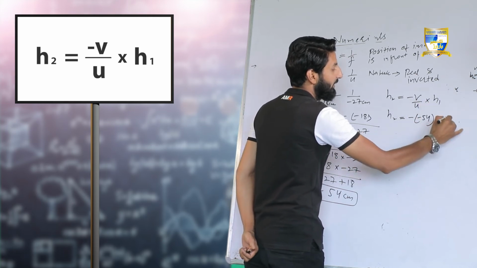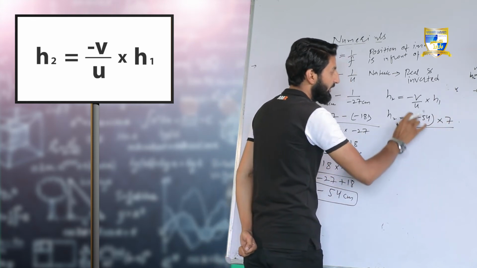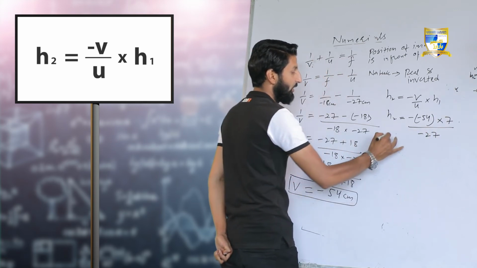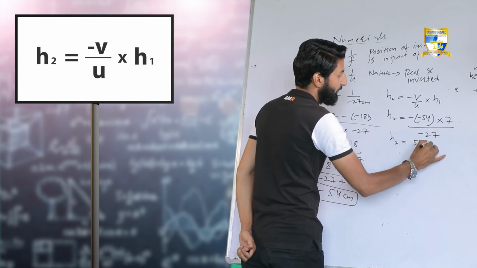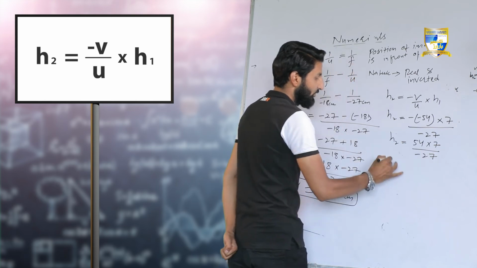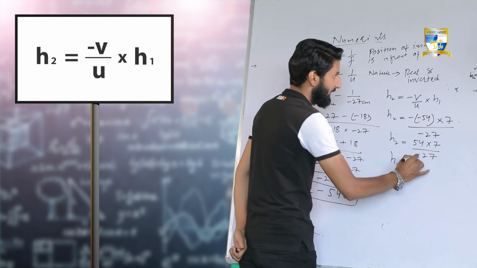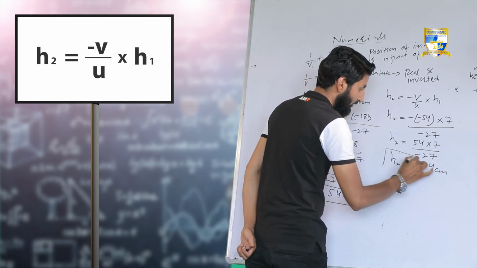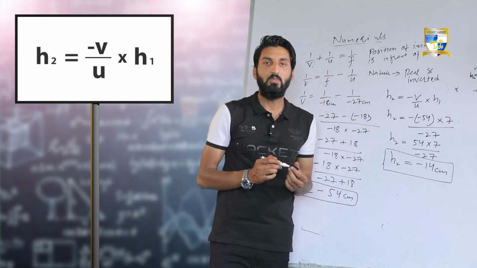H1 is already given, 7 centimeter. Divided by U. U is also given, minus 27. So H2 is equal to minus into minus is plus 54 into 7 divided by 27. When you solve this, H2 is equal to minus 14 centimeter. So the height of the image is 14 centimeter.